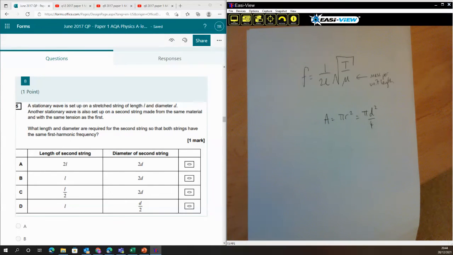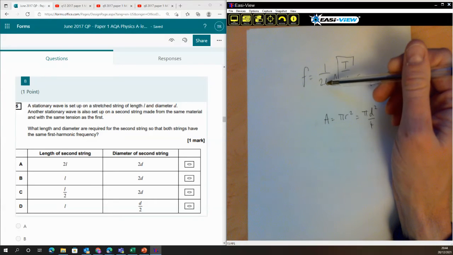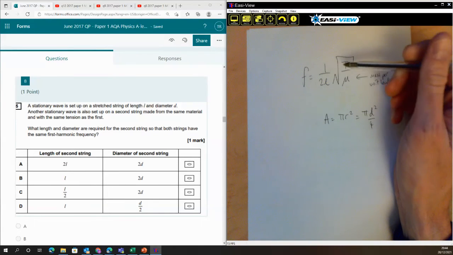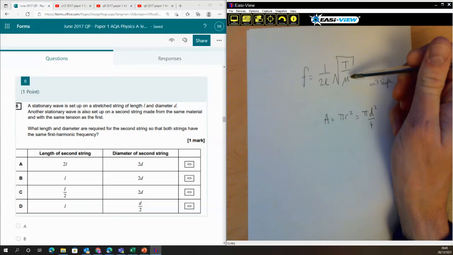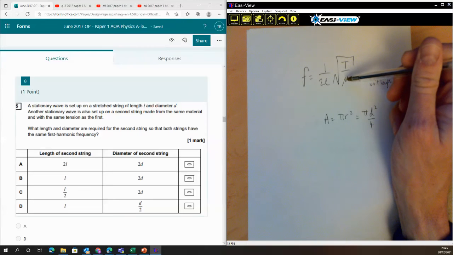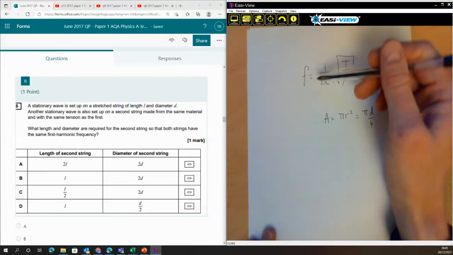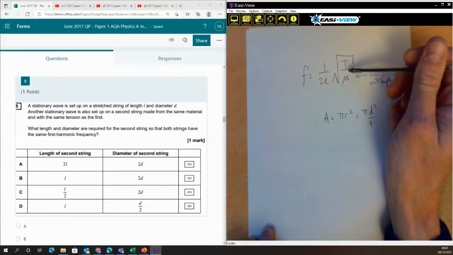So our options are to double the length of the string for A. If we double the length of the string for A, then the frequency has dropped by half. And then if we double the diameter, we increase the mass per unit length by a factor of 4, then square root it. But that then reduces the frequency by a further factor of a half. So we make the frequency half as much and then half as much again.